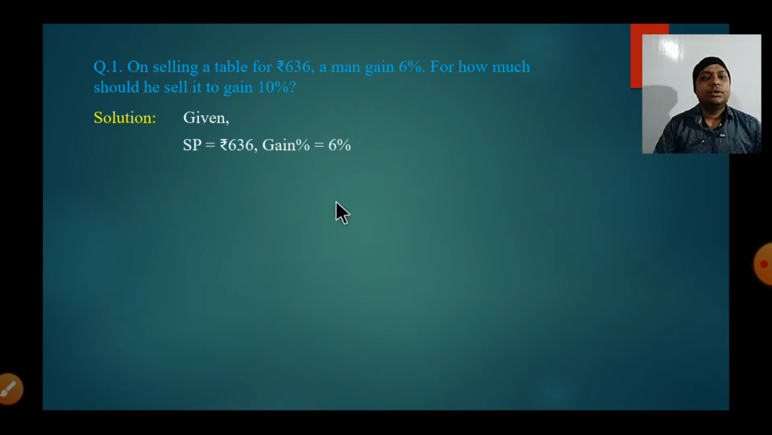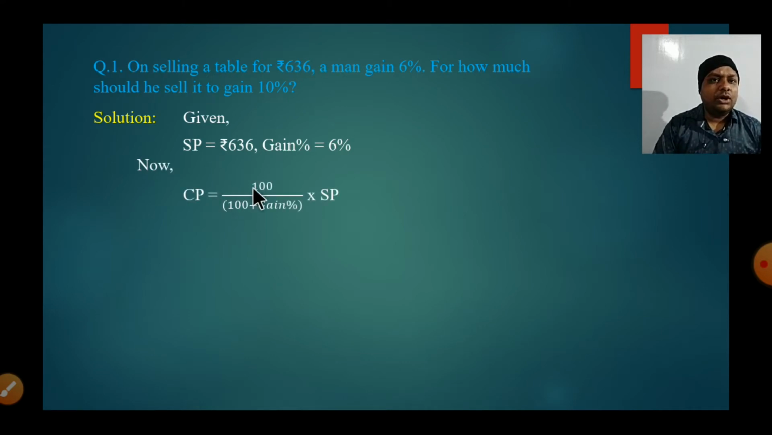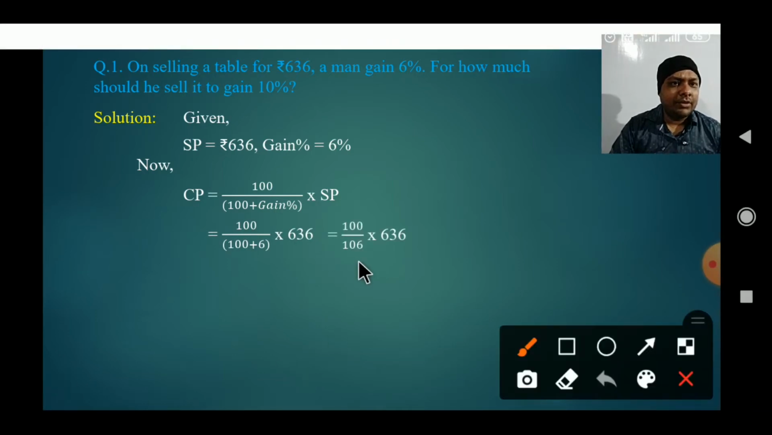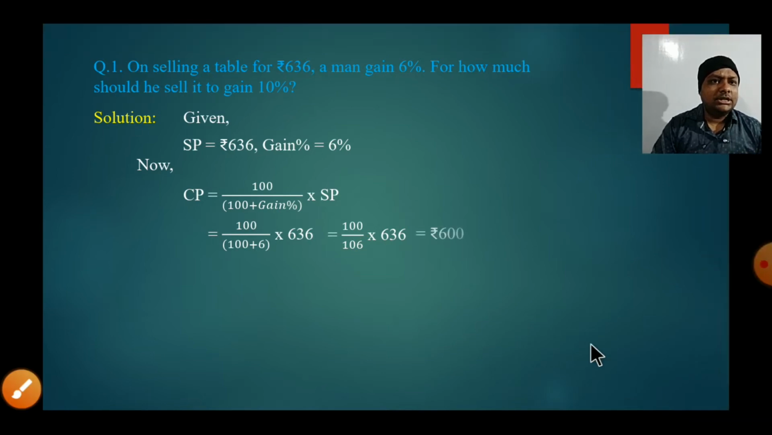Now students, we know that the formula of CP is 100 by 100 plus gain percent into SP. We can directly put the value: 100 by 100 plus 6 into 636, which is 100 by 106 into 636. Now you can cut, because 106 into 6 is 636 and 100 into 6 is 600. So 600 will be the value of CP. Now we know the CP here.